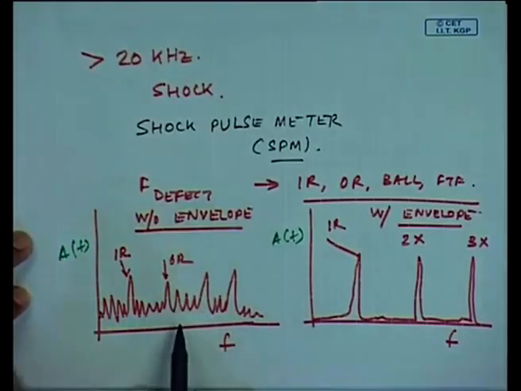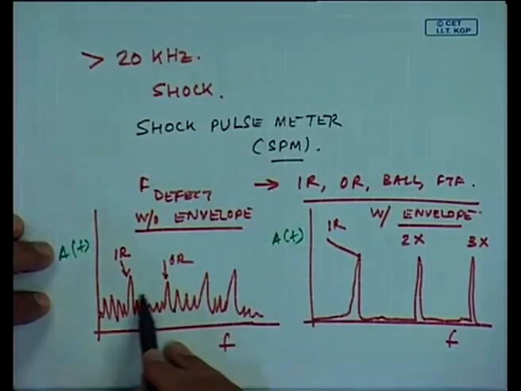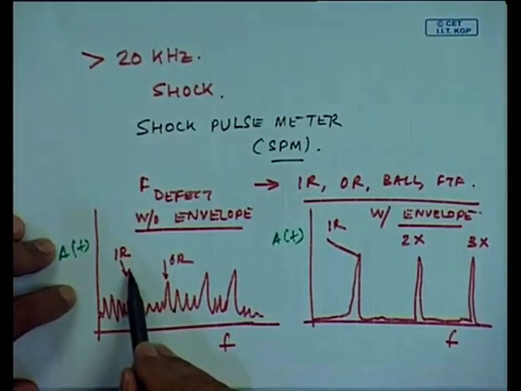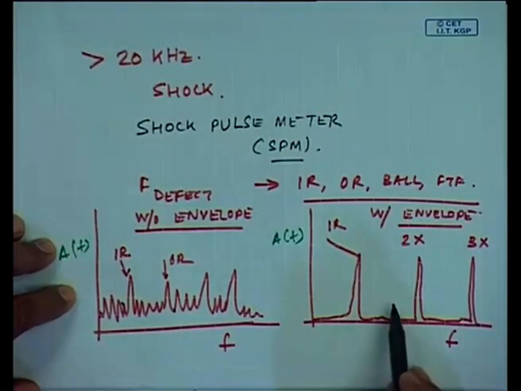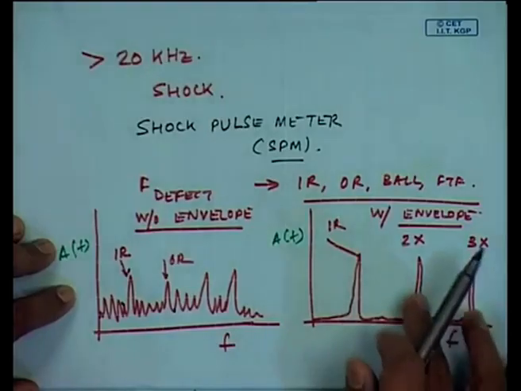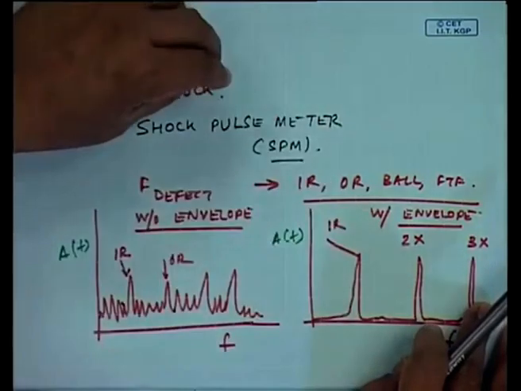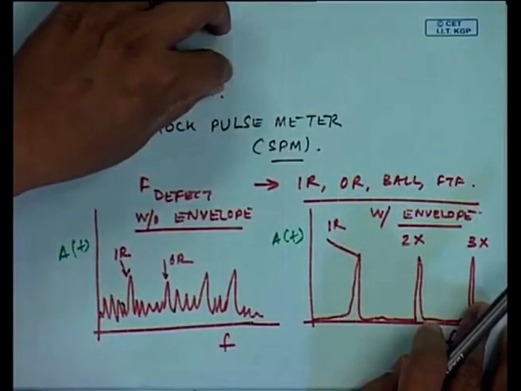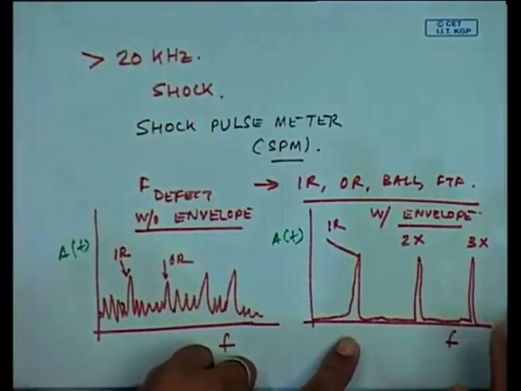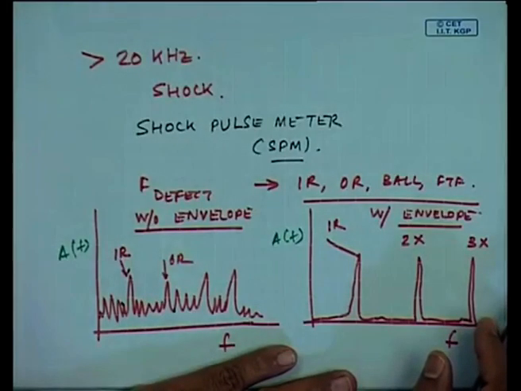In fact, the signals which I have drawn here are even dirtier or noisier than this spectrum shown here. So, it becomes sometimes very difficult to know whether it is an IR signal or a noise signal. But once we do an envelope and then do an FFT, all these modulated frequencies will very nicely show up. But this is not to be confused with the shock pulse meter, because shock pulse meter is a very high frequency vibration measurement, which will only tell you about the level. But with this envelope analysis, I can find out the individual defect frequencies. Okay.